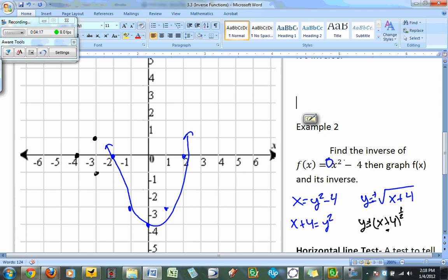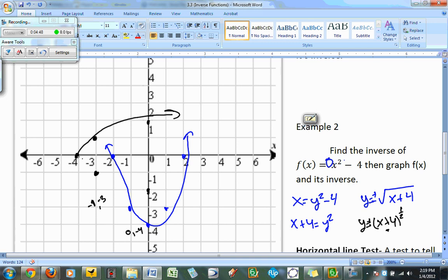maybe in a parabola just like this, over 1, 2, 3, 4, up 1, 2, and then down 1, 2. And if you look at these ordered pairs, this ordered pair is 0, negative 4. So its new ordered pair is going to be negative 4, 0, which is over here. This ordered pair is negative 1, negative 3. So its new ordered pair is going to be negative 3, negative 1, which is here. All right. So that's going to be its inverse of that graph.